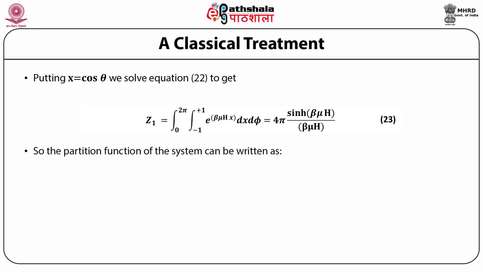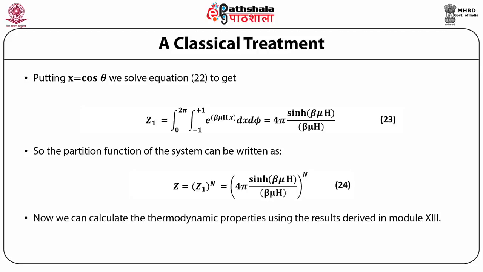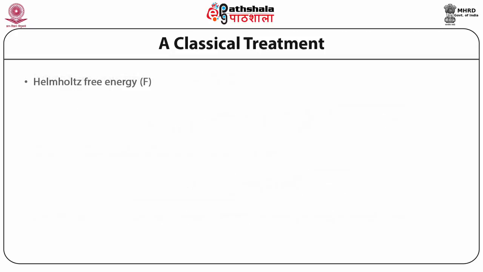So the partition function of the system can be written as Z = Z₁ⁿ = (4π sinh(βμH)/(βμH))ⁿ. Now we can calculate the thermodynamic properties using the results derived in module 13. Helmholtz free energy F = -n k_B T log(4π sinh(βμH)/(βμH)).